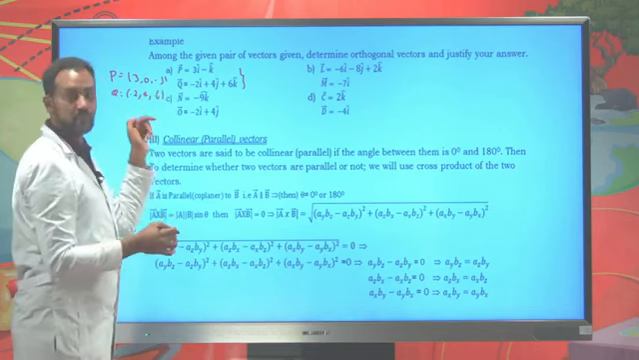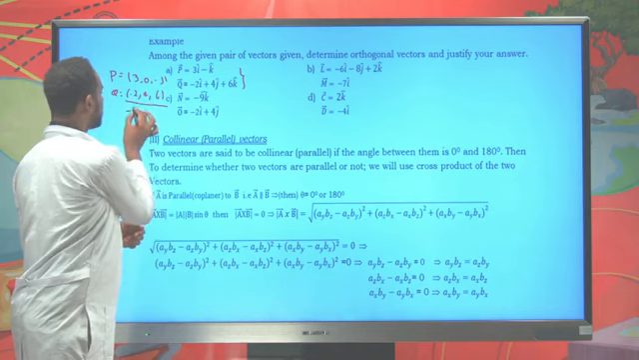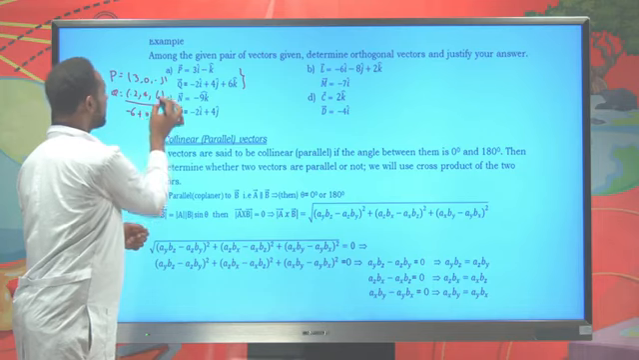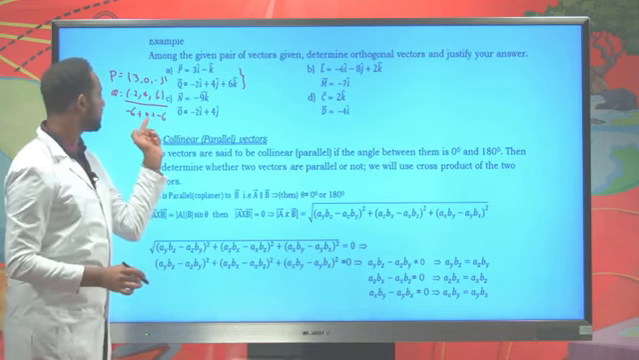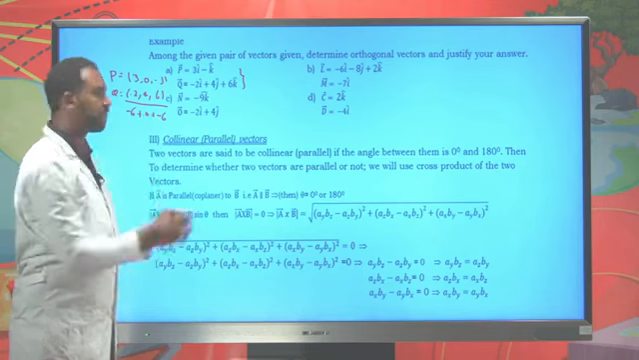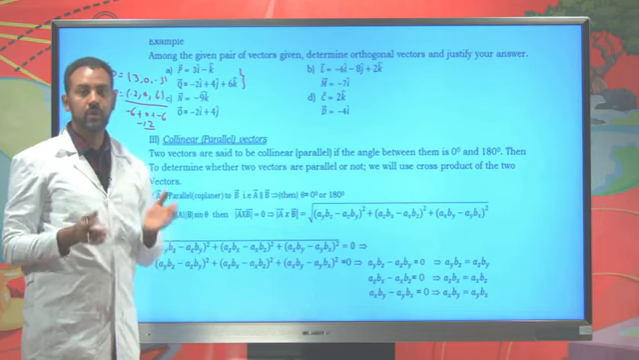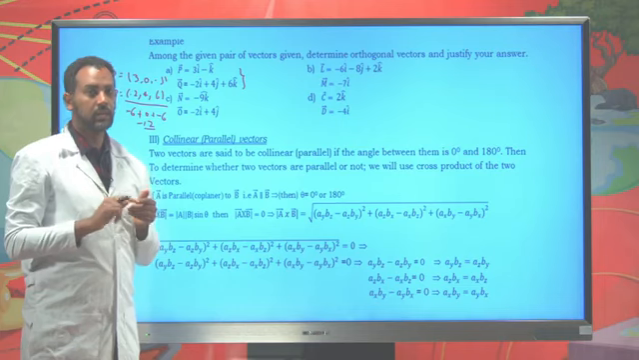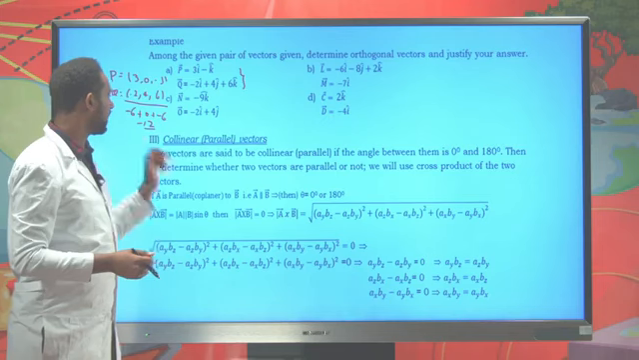Therefore, you should multiply each respective component. 3 times -2 gives us -6, plus 0 times 4 is 0, plus -1 times 6 gives us -6. Therefore, -6 plus 0 plus -6 gives us -12. Therefore, these two vectors are not orthogonal, because whenever you find the dot product of two vectors, if it is 0, you can say that they are orthogonal. But here it gives us minus 12.